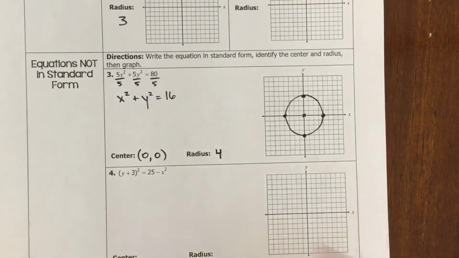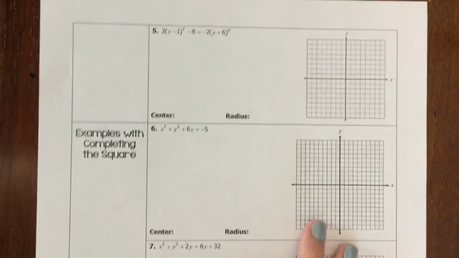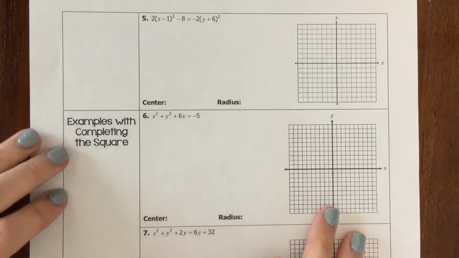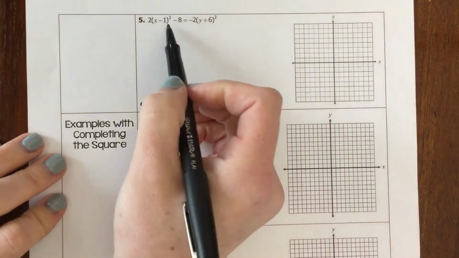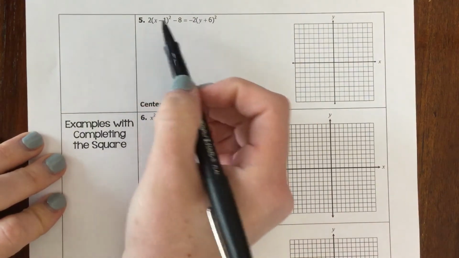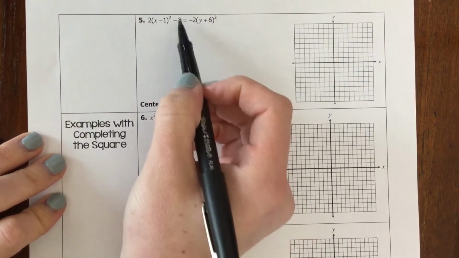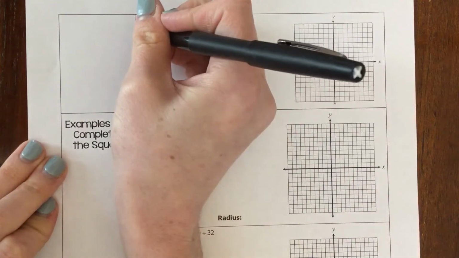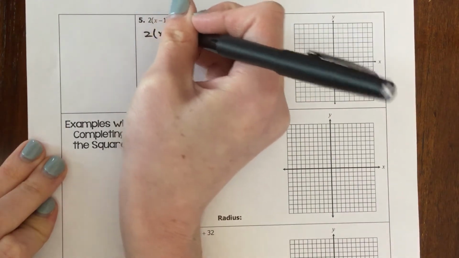All right, so let's look on the next page for some more of these that are not in standard form. We're going to do number 5 as well. So this one, a couple things. First of all, they're not quite in the right order. We're used to seeing the x stuff and the y stuff on the left, and then the plain old constant on the right. So let's keep this one right here.